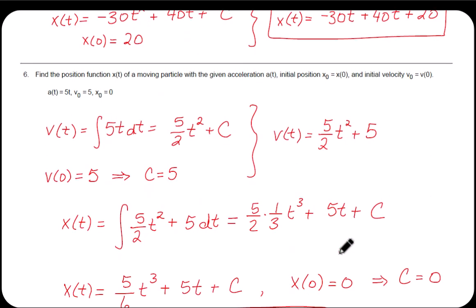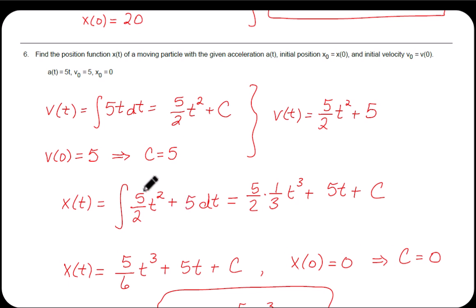All right, similarly in question 6, we are given initial velocity is 5, initial position is 0, and the acceleration as a function of time is 5t. So integrate acceleration to get velocity. I get 5/2 t squared plus c. At time 0, the velocity is 5. So plug in 0, and so I get c is 5.